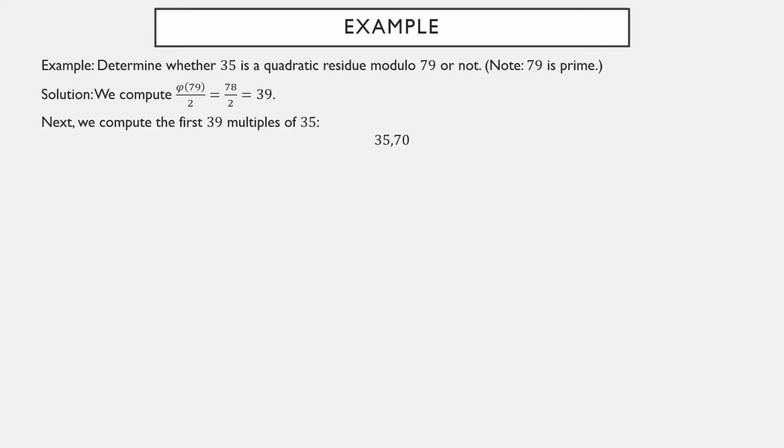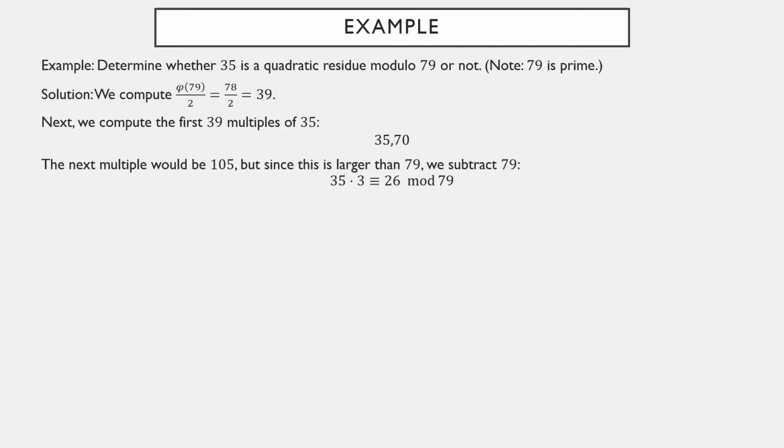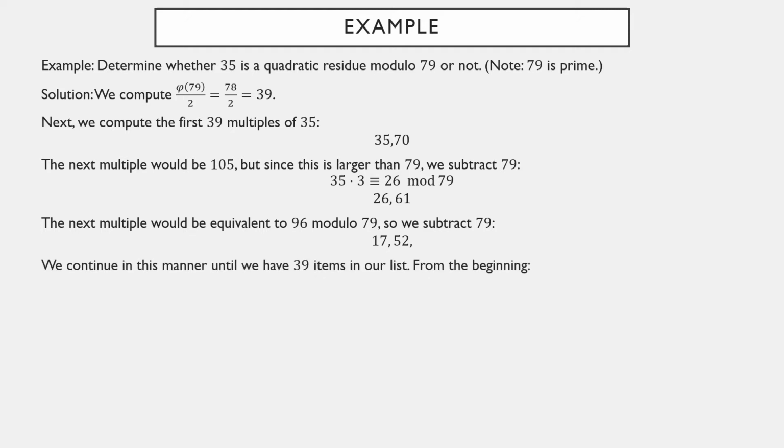35 plus 35, we get 70. Now if I add 35, I get 105. But since I'm working modulo 79, I replace 105 with 26. Next, I add 35 and I get 61. If I add 35, I would get 96, but 96 modulo 79, I replace with 17. I add 35 and I get 52. I continue in this manner.